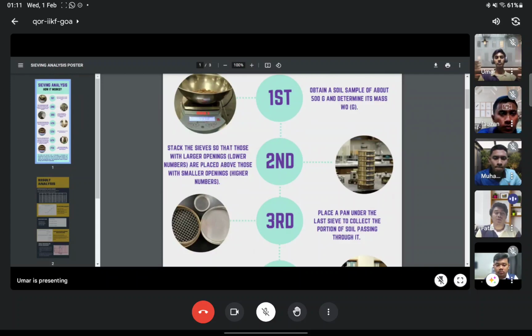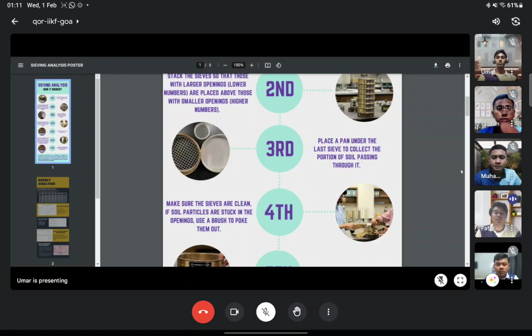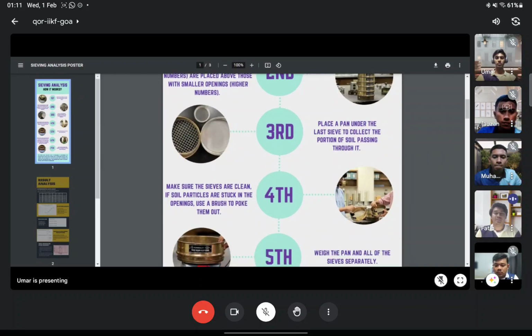Second step, we stack the sieves so that those with larger openings or larger diameters are placed lower, in the down layer, and the smaller openings or smaller diameters on the upper layer. The third step is to place a pan under the last sieve to collect the portion of soil passing through it while using the sieve machine. Next, my friends will continue on the fourth step.